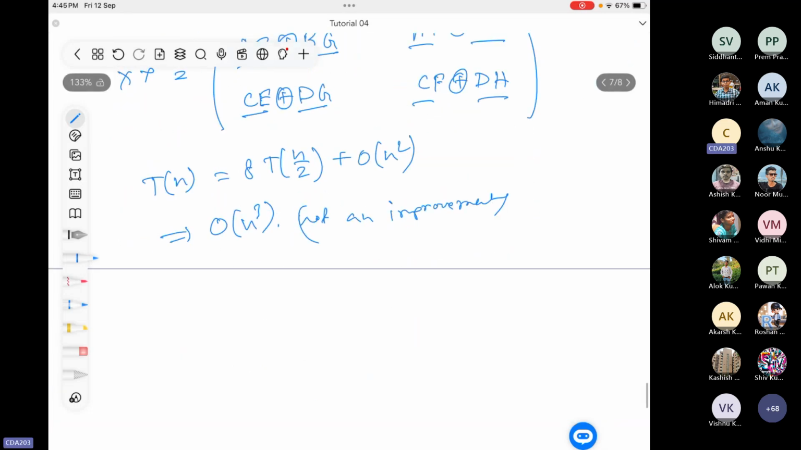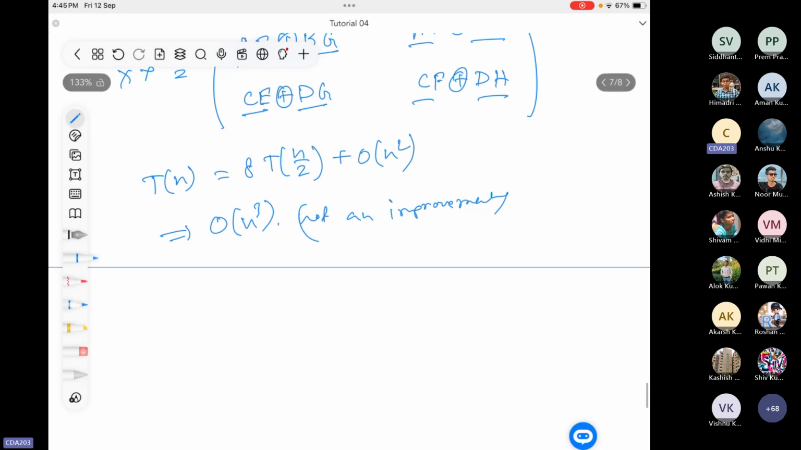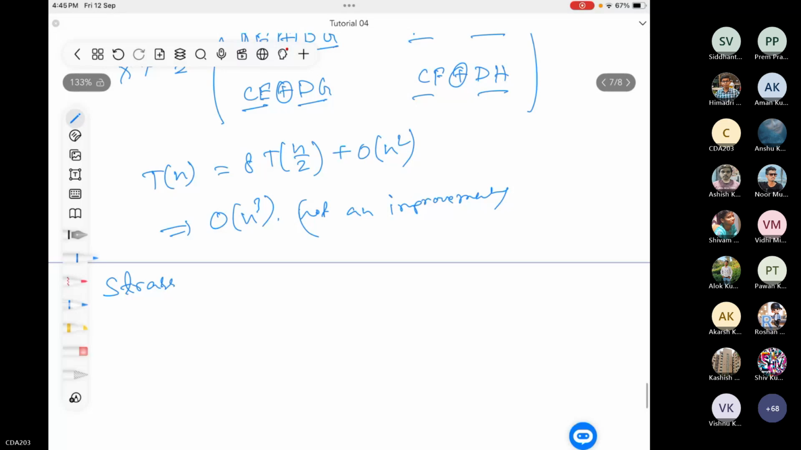So this algorithm still does not help us. Okay, so from Karatsuba, I think you have got an idea that if we can somehow reduce the number of multiplications, the number of subproblems, then we'll be able to make it faster. The same type of idea is applied in Strassen's algorithm. Strassen's algorithm basically reduces this 8 to 7. Okay, one less computation.